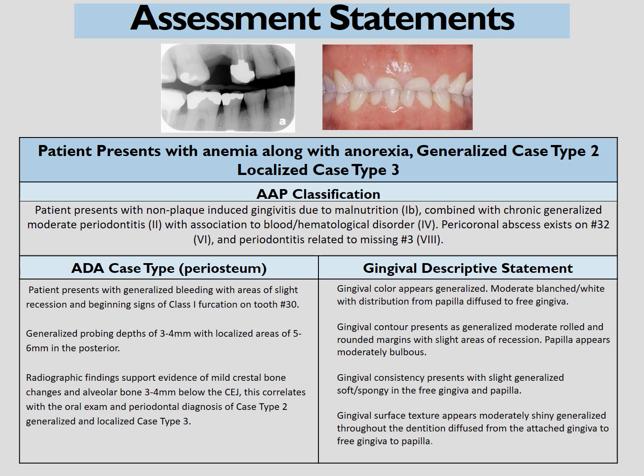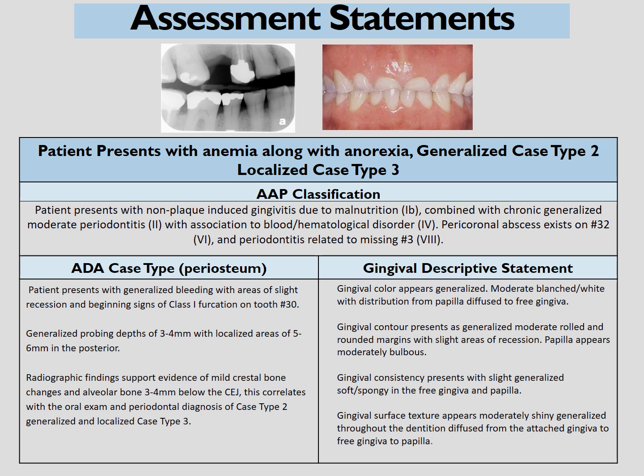The ADA case type. Patient presents with generalized bleeding with areas of slight recession and beginning signs of class 1 furcation on tooth number 30. Generalized probing depths of 3 to 4 millimeters with localized areas of 5 to 6 millimeters in the posterior. Radiographic findings support evidence of mild crestal bone changes and alveolar bone 3 to 4 millimeters below the CEJ. This correlates with the oral exam and periodontal diagnosis of case type 2, generalized and localized case type 3.